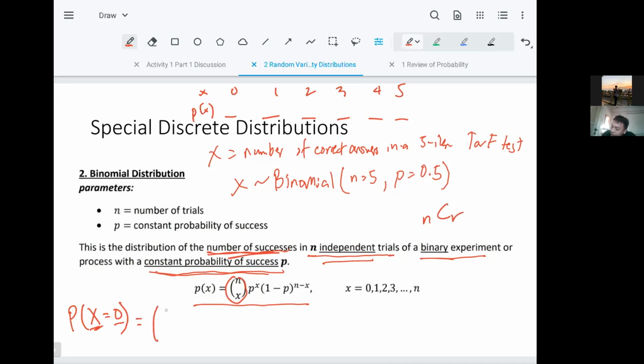So n is equal to 5, alam natin. X is equal to 0 daw, 0 yan. P is equal to 0.5. We raise it to X, that's 0. 1 minus P is equal to 0.5. We raise it to 5 minus 0. So we have this formula. So paki-compute, anong sagot dyan?